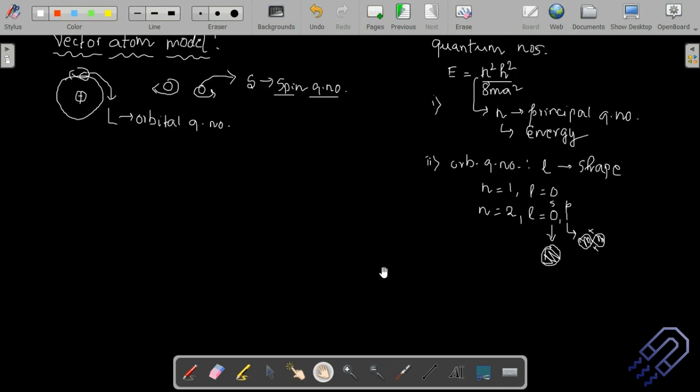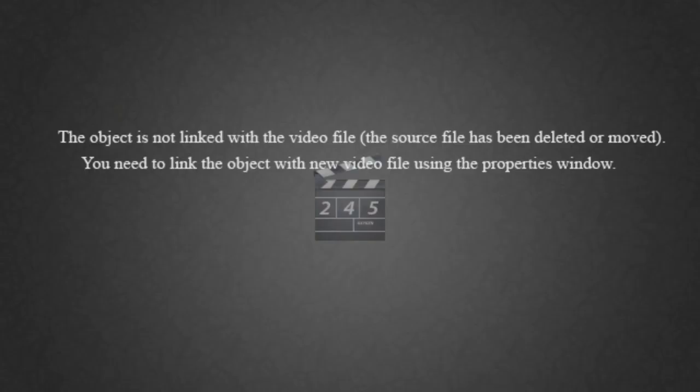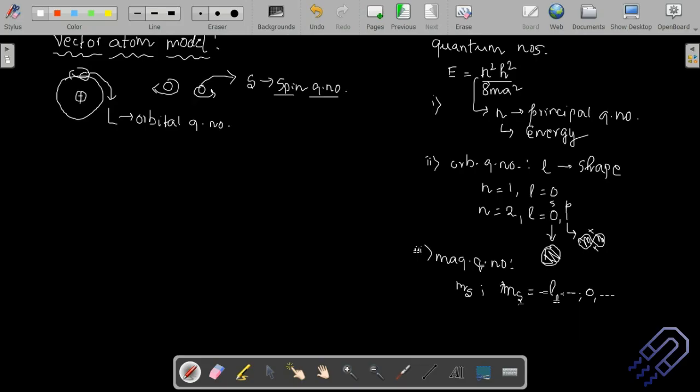What about the third quantum number? The third quantum number is the magnetic quantum number. These things are important to understand quantum mechanics. The magnetic quantum number is usually denoted by m, and it depends on the value of l. It will start from minus l, pass through 0, and then go to plus l. All these are integer values.